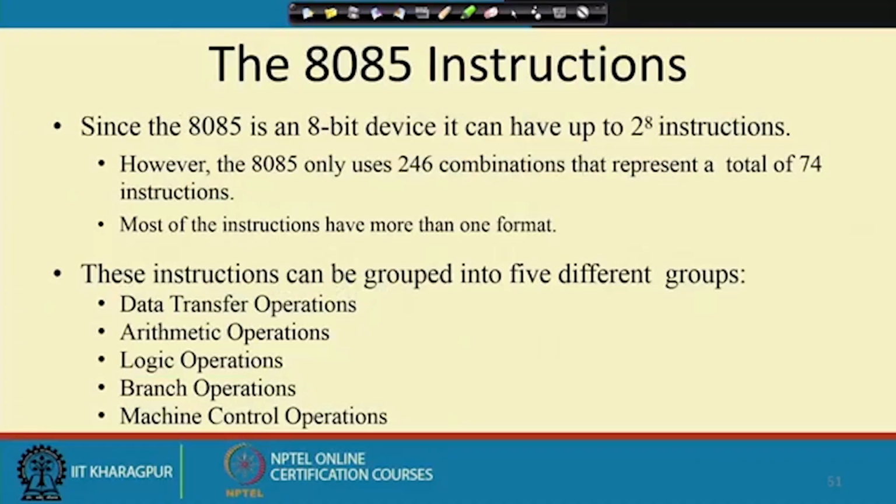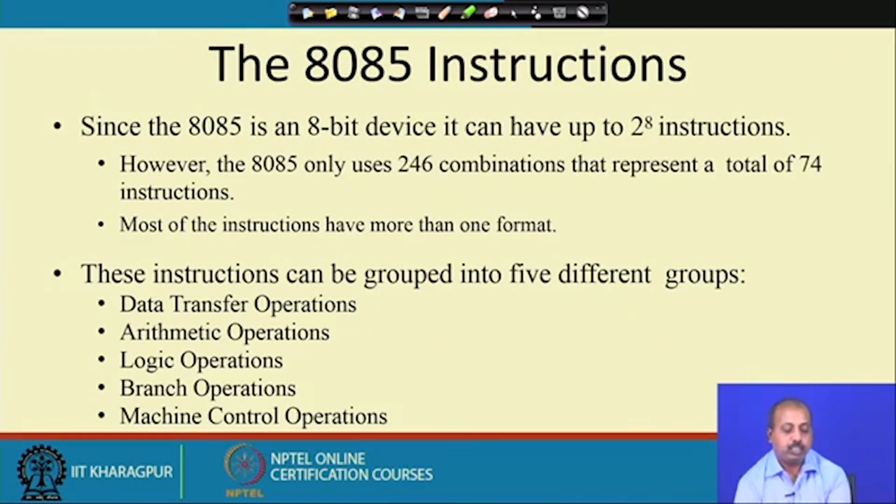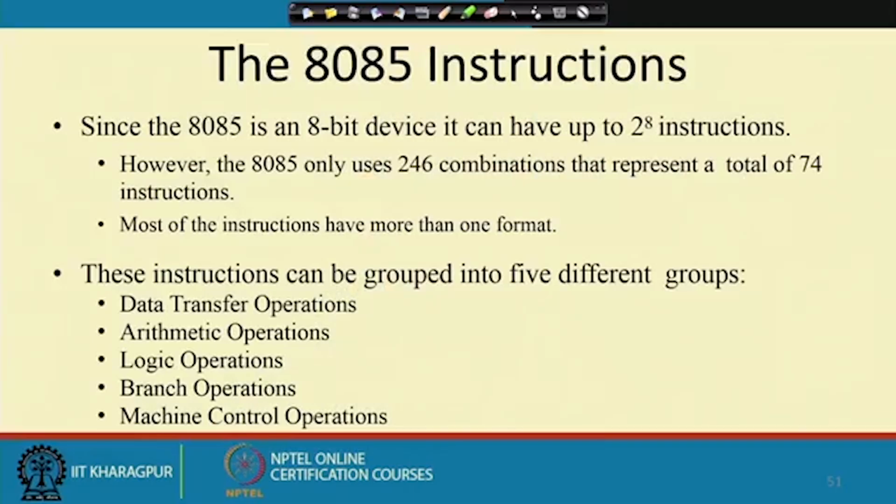If you do a grouping of the instructions, they can be grouped into 5 different categories: data transfer, arithmetic operation, logic operation, branch operation, and machine control operation. Data transfer operations will tell how to transfer data between CPU registers, between memory locations, between CPU registers and memory locations, like that, from one storage location to another storage location. Then the arithmetic operations will tell the arithmetic operations that we can do. Logic operations will be talking about logic things like AND or NAND etc.